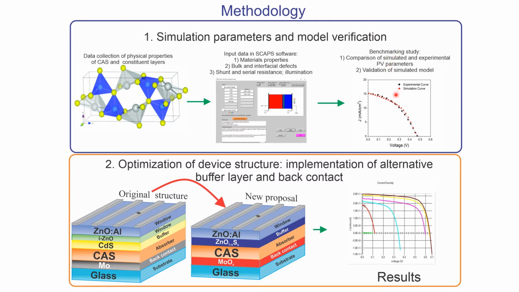Then we put all this information into SCAPS and we obtain current density versus voltage curves, quantum efficiency curves, and the photovoltaic parameters. After this, we propose modifications to the original cell structure, this one. This is the solar cell with the highest power conversion efficiency. We propose to replace cadmium sulfide by zinc oxide with sulfur as buffer layer, and also we propose to replace the molybdenum back contact by molybdenum oxide, which has a greater work function.